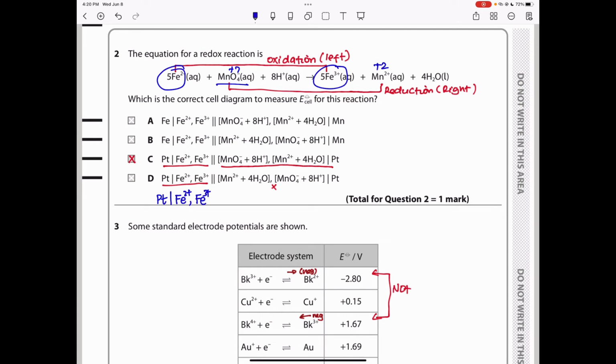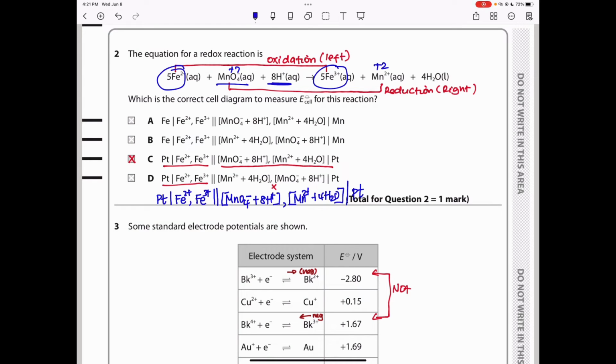Then remember, the most oxidized version of the ion is going to be closer to the salt bridge. Then we position the salt bridge like that. And then on the other side, we have to position the most oxidized version closer to the salt bridge. In this case, it's going to be MnO4-. However, here MnO4- is attached to H+, so we put 8H+, put concentration brackets, and put a comma because these are 2 ions in solution, and then put another concentration bracket between manganese 2+ and 4H2O, and then a line, and then platinum at the other side.